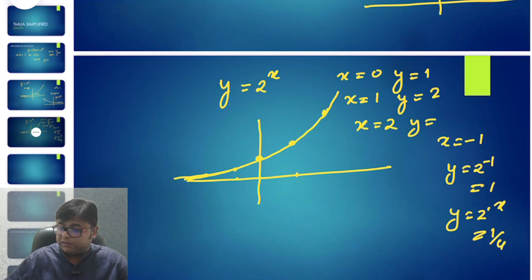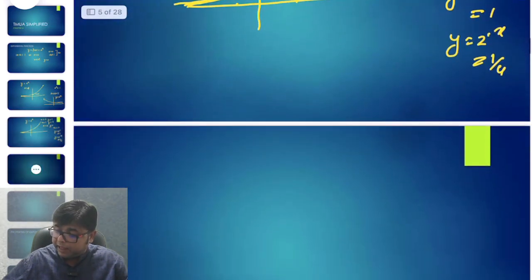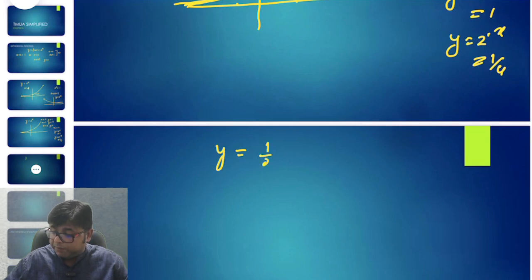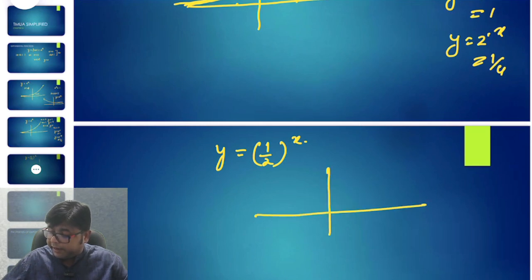Right? So this is how it looks. And on the contrary, if I have a graph of y equal to, say, half to the power x, I draw the same graph. If I take x as 0, half to the power 0 will be 1. So at x equal to 0, y will be 1.